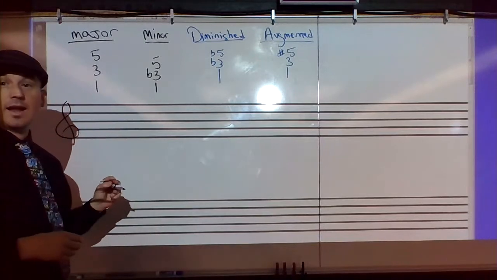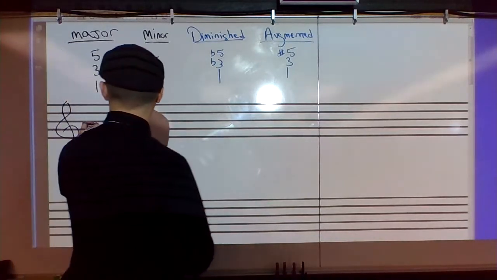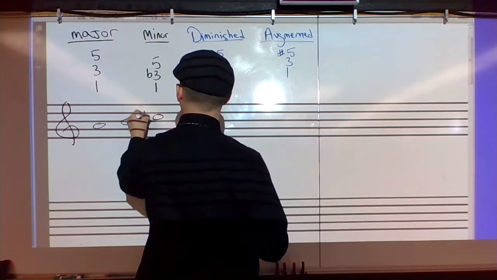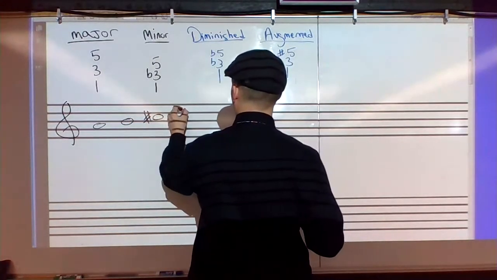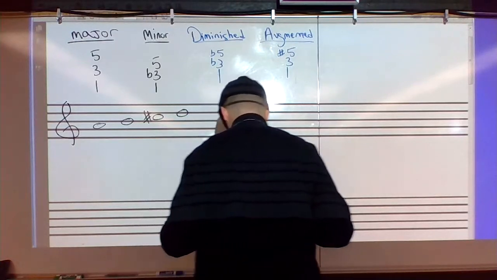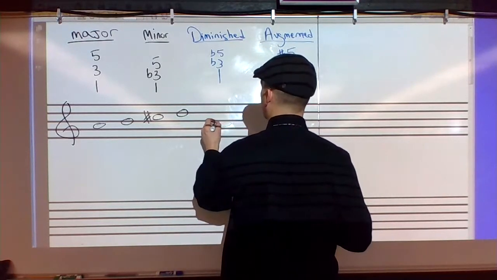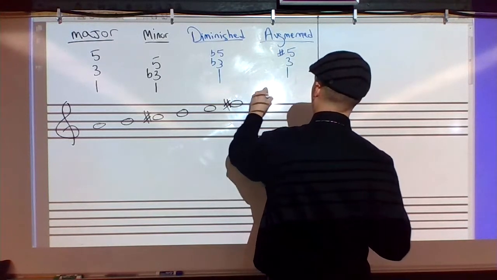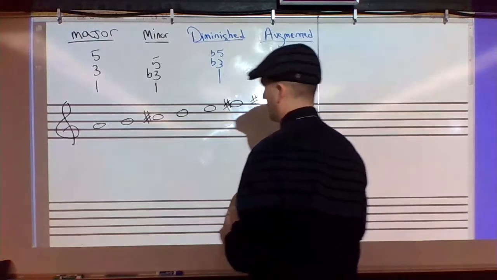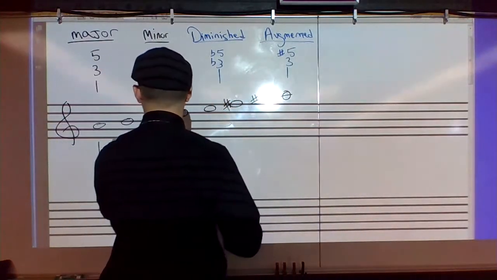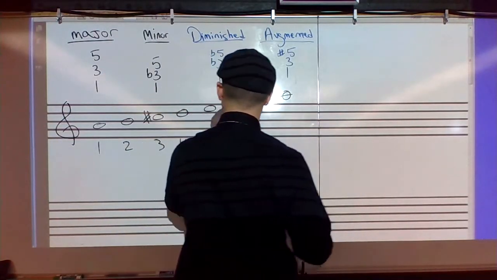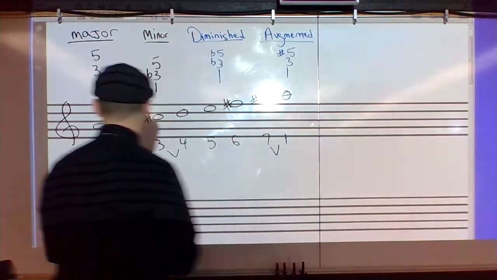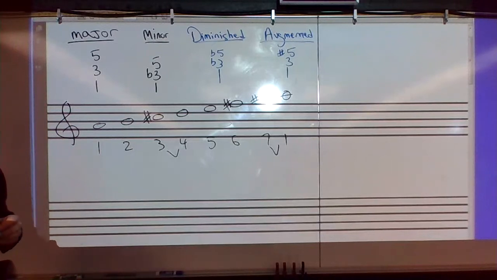I'm going to do this for A major. So first I'm going to write out my A major scale. Now I happen to know that my A major scale has F, C, and G sharp in it, and that's because I know my key signatures really well. I know I'm bragging. Okay, there is my A major scale.